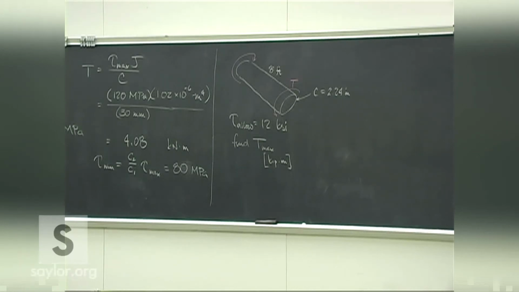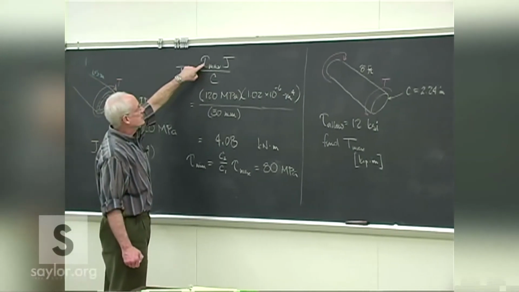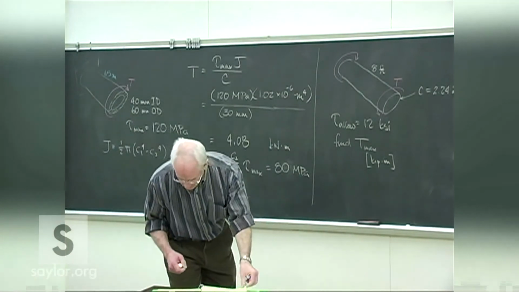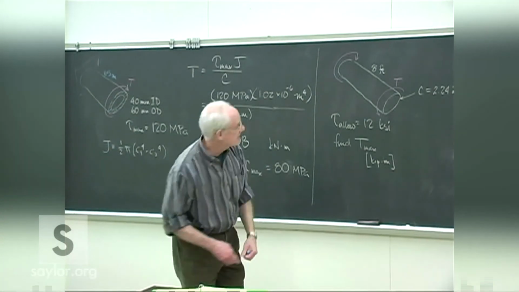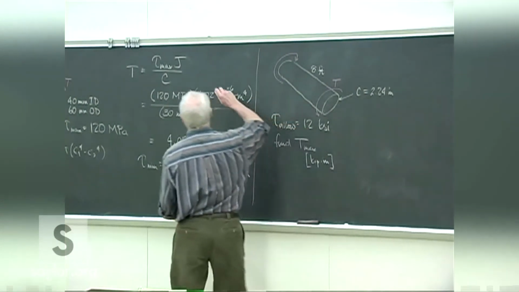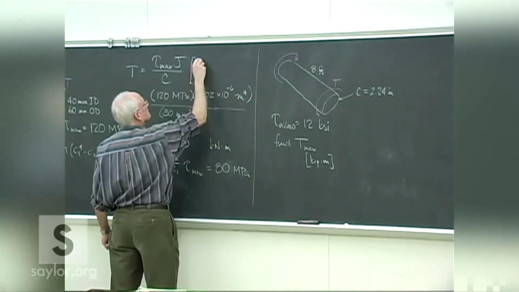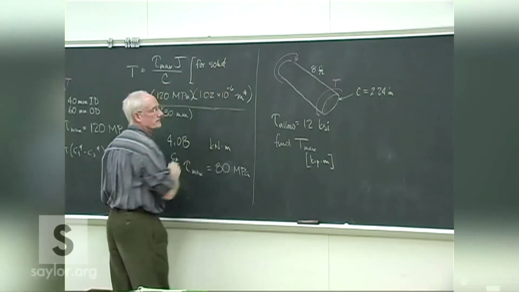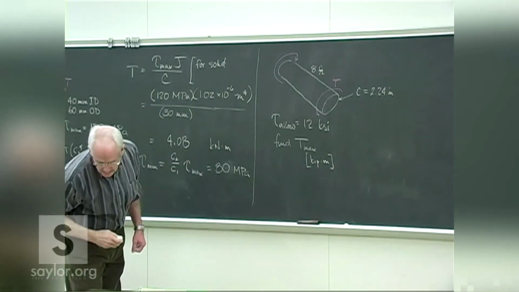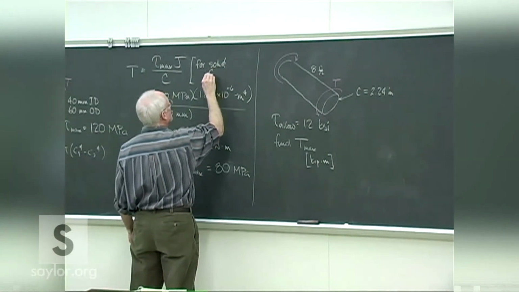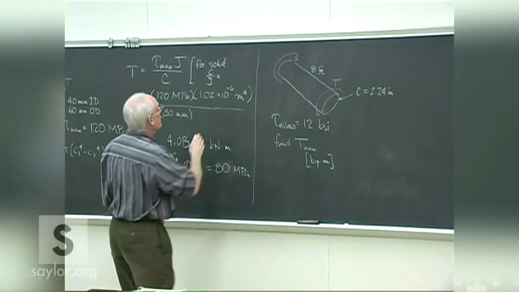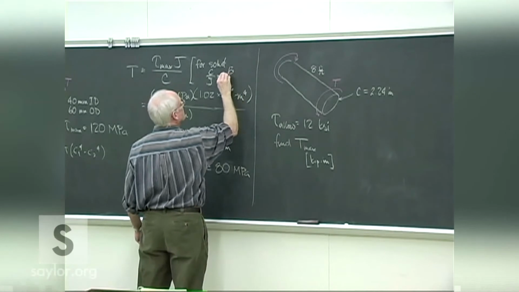All right, so same kind of thing. It's just now we're given a maximum shear stress. Need to find J and C. Oh, here's the little gift I'll give you. For solid shafts, C over J reduces to 8 over pi d cubed.